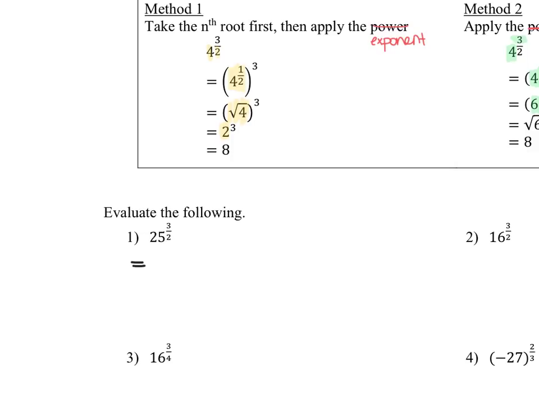So what I would do is I would say this is 25 to the exponent of a half, and then the exponent of 3. So then this is going to be the square root of 25, cubed, which would give me 5 cubed. Final answer, 125.